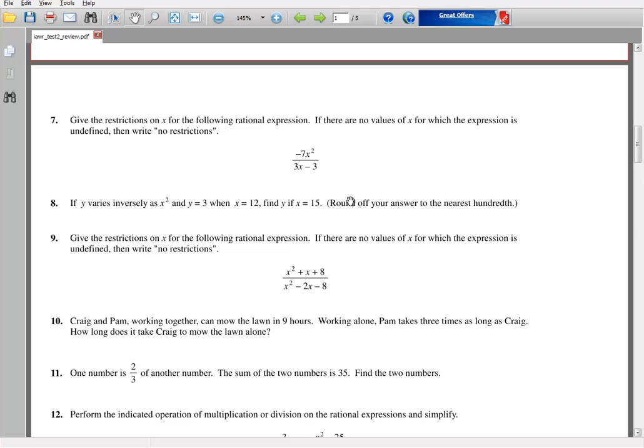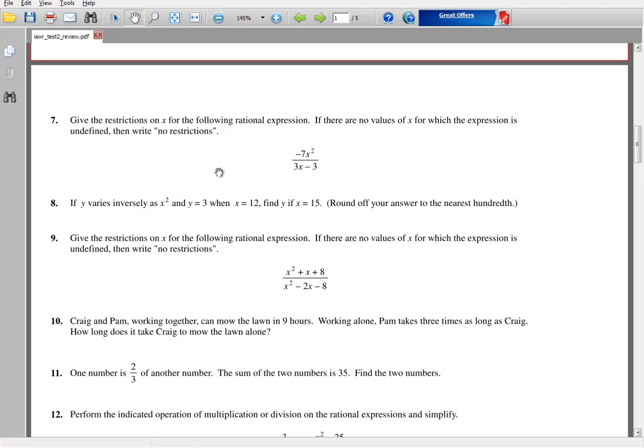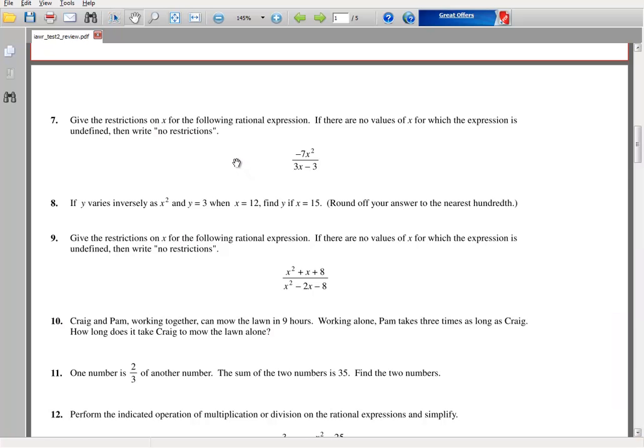Number 7. We got negative 7x squared over 3x minus 3. And the instructions say give the restrictions on x for the following rational expression. If there are no values of x for which expression is undefined, then write no restrictions. Okay, basically they're saying find the domain.